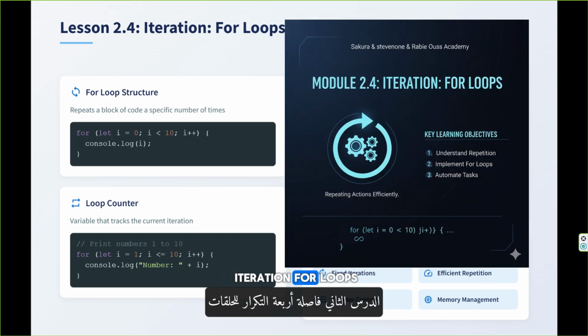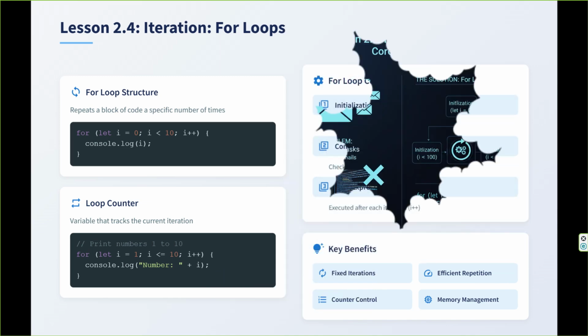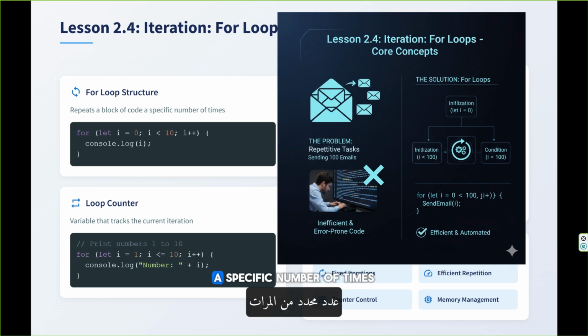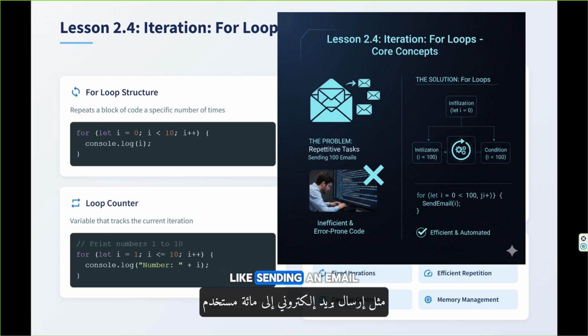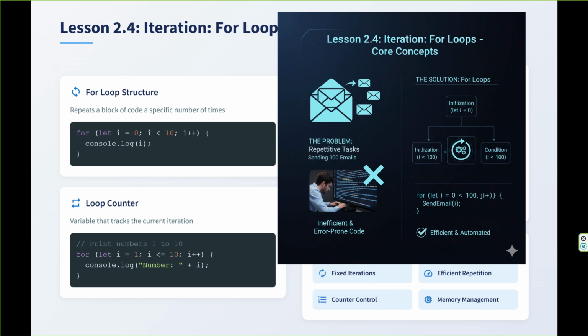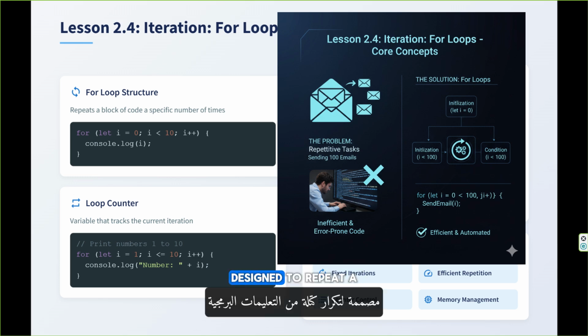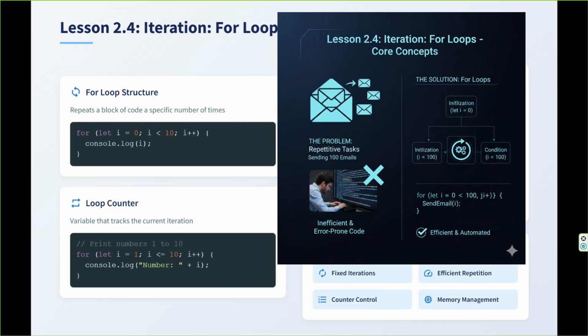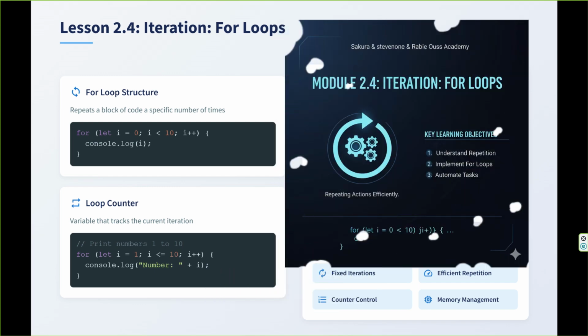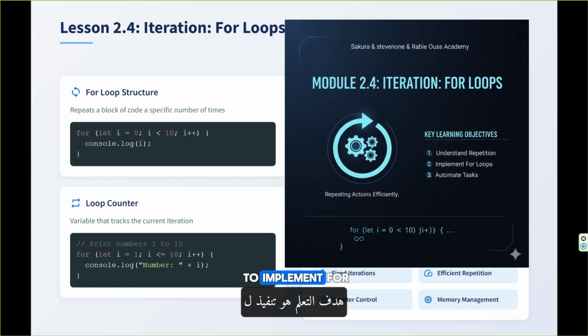Lesson 2.4. Iteration, for loops. Repetition is a core concept in programming. If you need to perform an action a specific number of times, like sending an email to 100 users, you don't want to write the same code 100 times. A for loop is a control structure designed to repeat a block of code a fixed number of times. The learning objective is to implement for loops to repeat a block of code a specific number of times.